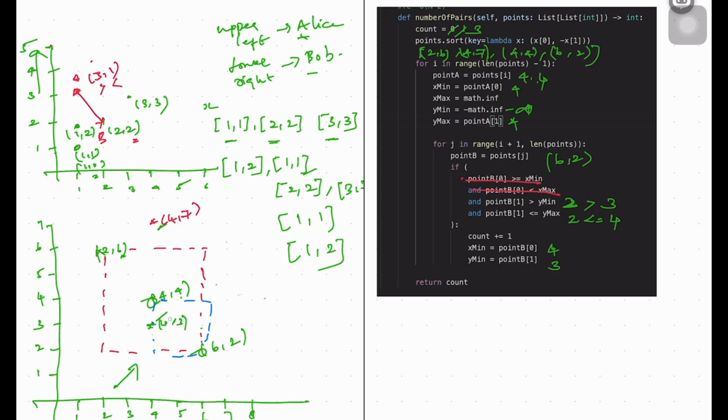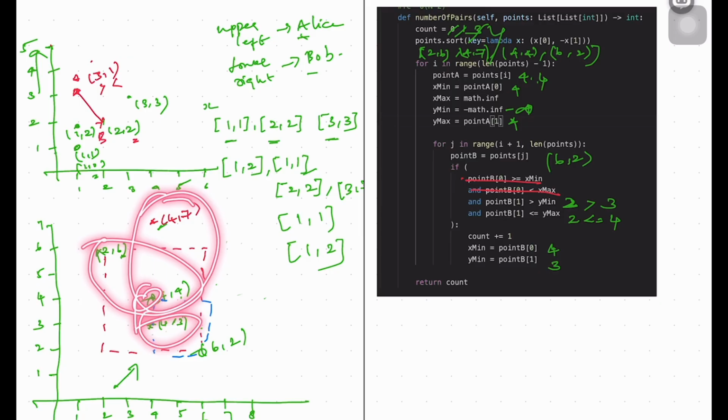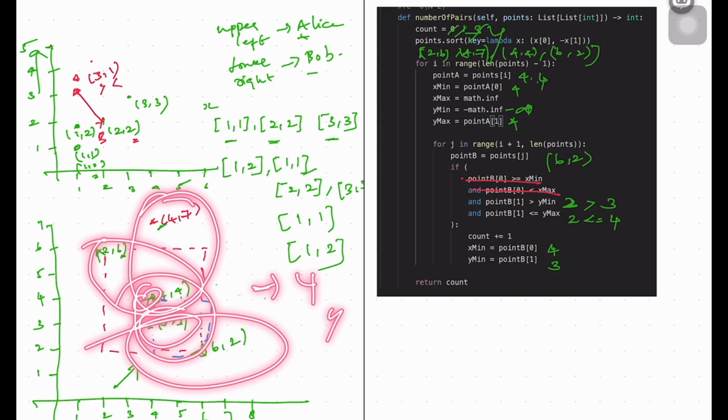Now for this 4 comma 3, next will come 4 comma 3. Yes, these both can form a fence. Now the count got updated to 4. Got it? So for this 2 comma 6, we can form a fence with 4 comma 4. That's it. For 4 comma 7, 4 comma 4, so 4 comma 4, 4 comma 3. So 1, 2, 3, and 4. In total, we can form 4 fences.